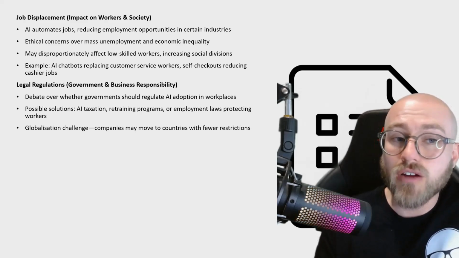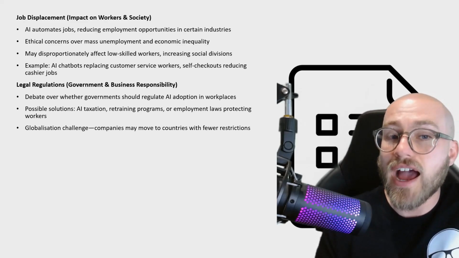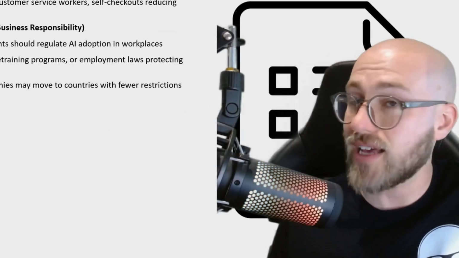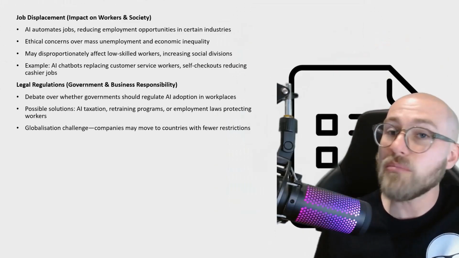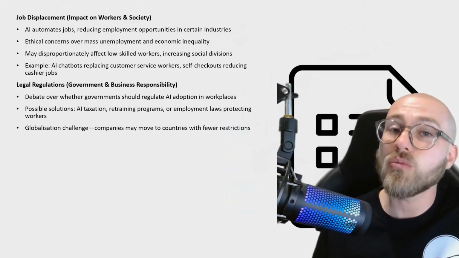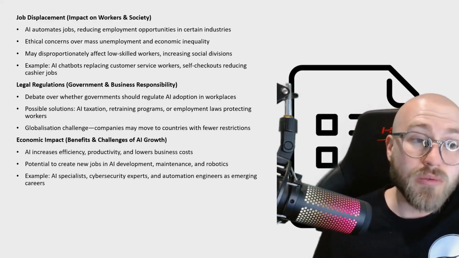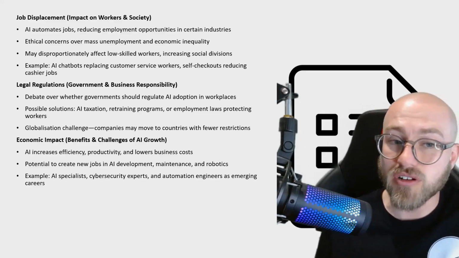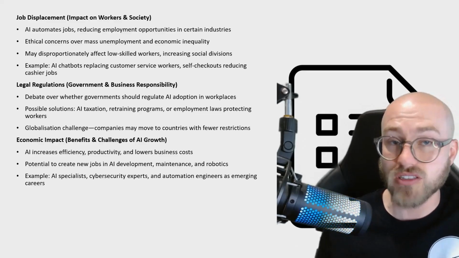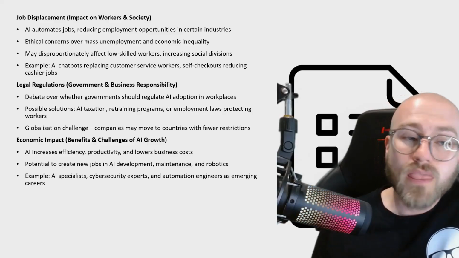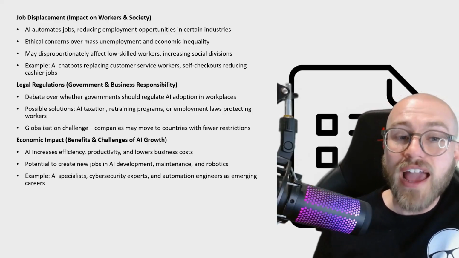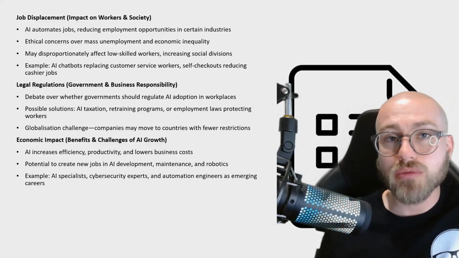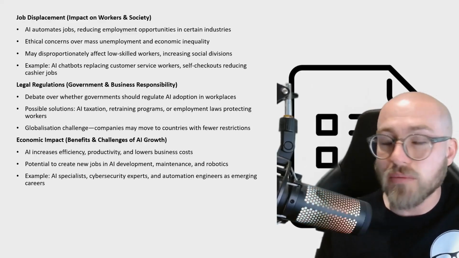Okay, so for the next one, legal regulations. So there's a debate over whether government should regulate AI in workplaces. As a possible solution, you could have AI taxation, or there could be employment laws that are protecting different workers. So the next bullet point was on economic impact. So AI increases efficiency, productivity, and lowers business costs. That's a definite argument for. There's potential to create new jobs in AI development and robotics. So lots of programming jobs that are going to become available to develop AI further.